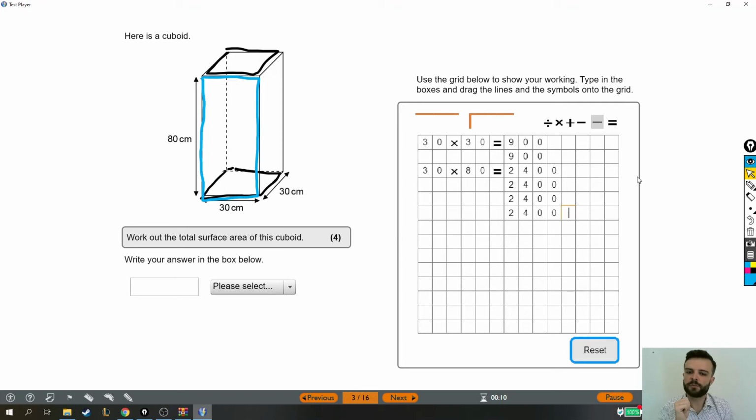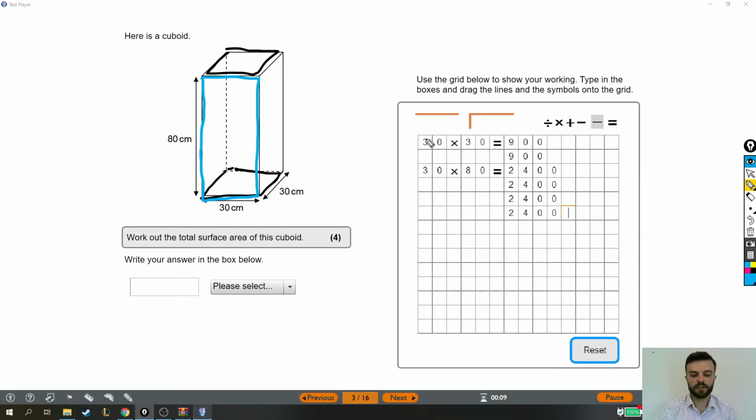So in other words, because the base of the shape is a square, all four sides that go around the side, so you've got the left and the right and the front and the back, they're all the same. They're all the same rectangle that is 30 wide and 80 high. So we're going to have four of those to add up to make the surface area.